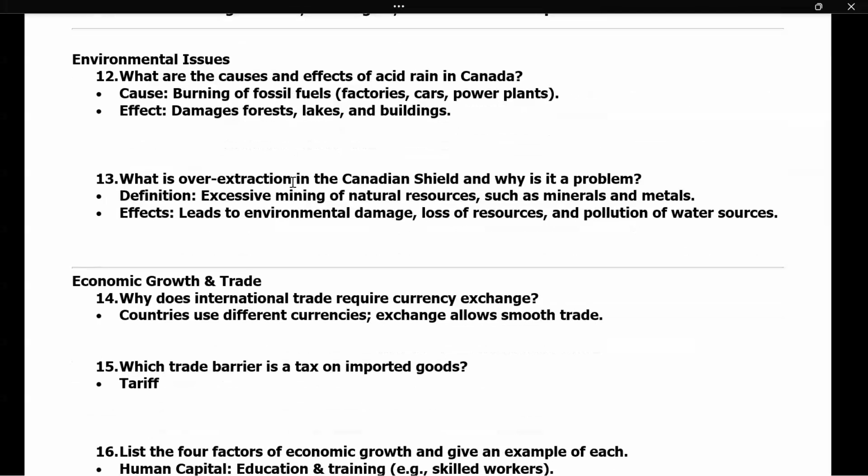When it comes to over extraction in the Canadian Shield, what is it and why is it a problem? When we're talking about over extraction, extracting is taking it out. We talked about how language is important. If you're taking out way too much, you're going to, of course, hurt a lot of things. When it comes to the Canadian Shield, it leads to environmental damage, loss of resources, and pollution of water resources. That is the effect of over extraction.